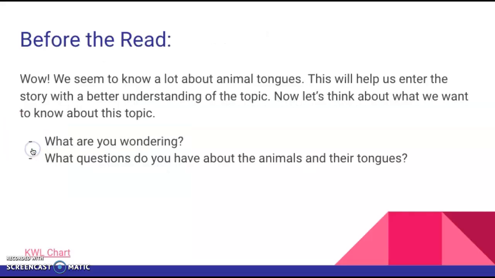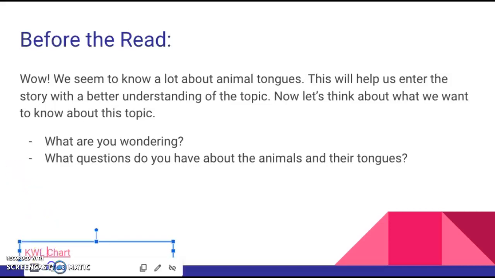So now I'm going to go back to the next slide. And it says, wow, we seem to know a lot about animal tongues. This will help us enter the story with a better understanding of the topic. Now let's think about what we want to know about this topic. So what are you wondering? What are you wondering about animal tongues? And what questions do you have about the animals and their tongues?